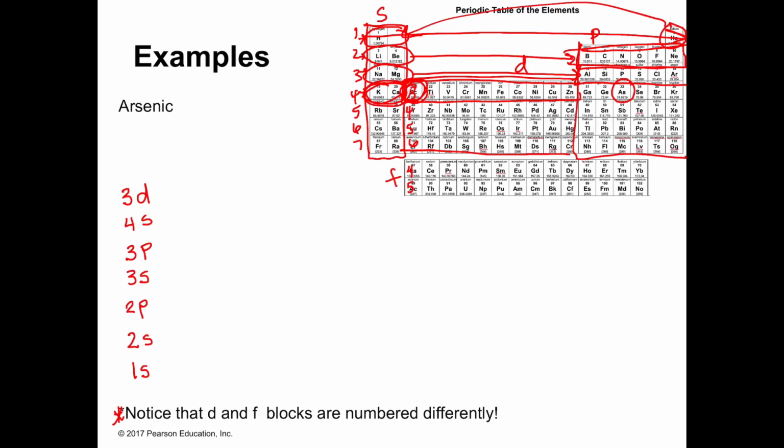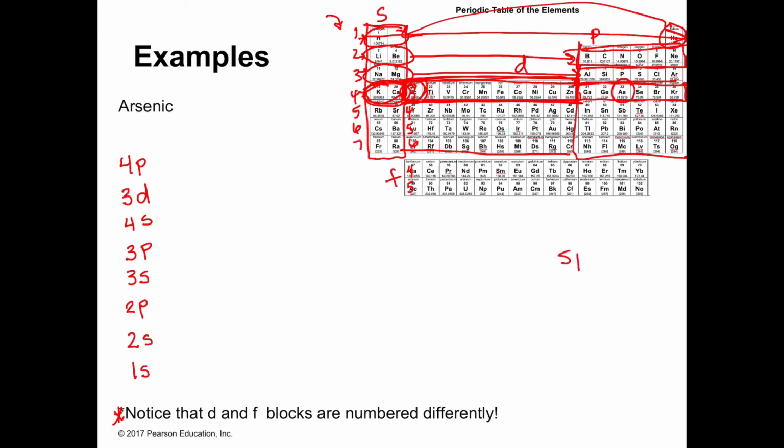So it goes 4s, and then this is 3d. And then we get back to the p block. The p block goes with these numbers down the side. So after 3d comes 4p. So we go back to numbering just like the number of the period. The only one that's different is the d block. So even though it's in the 4th period, this is 3d. And then we go back to 4p, and arsenic is in the 4p. So we write that down, and then we stop, because we have found arsenic.